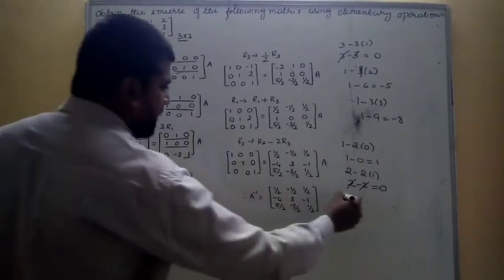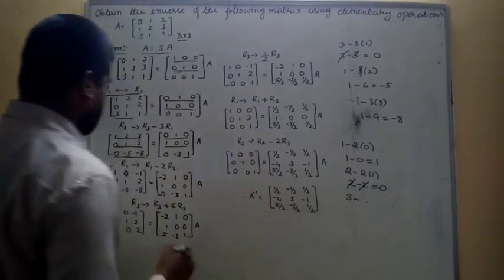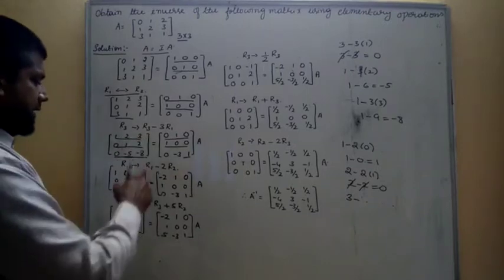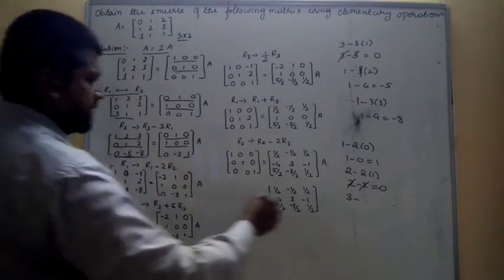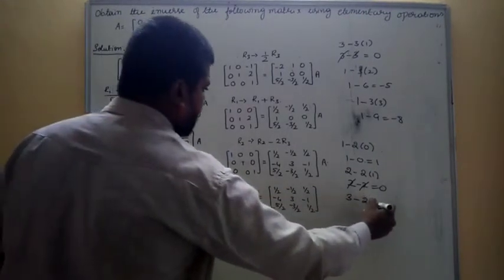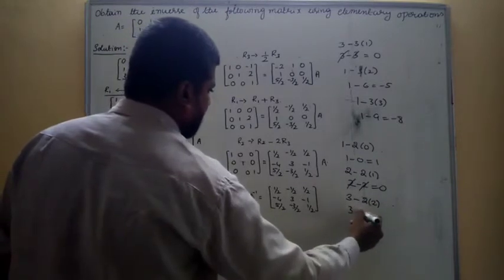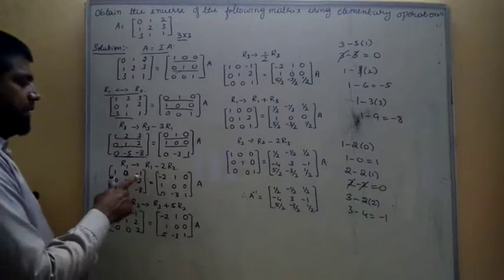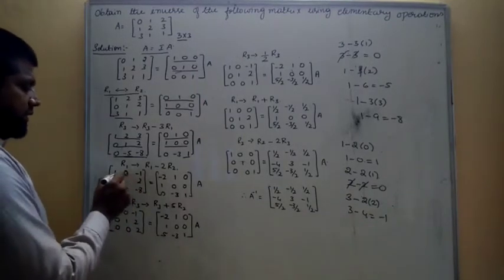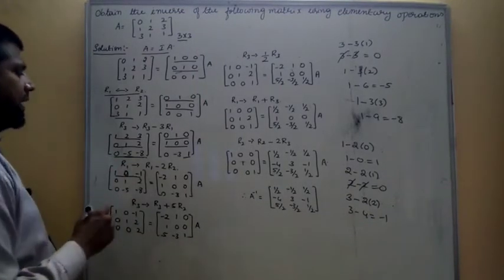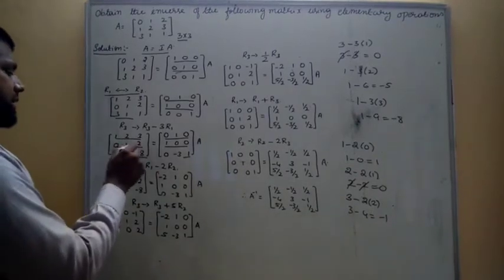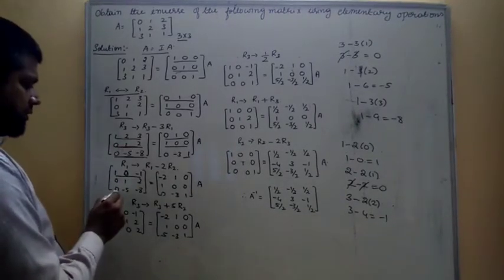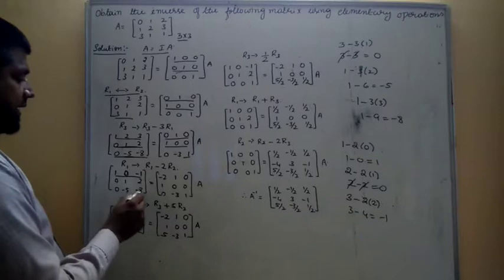Again row 1 element is 3 minus 2 into 2. Then 3 minus 4, then minus 1. So minus 1. So we have changed only row 1. Row 2 you have to write as it is, 0, 1, 2. Then row 3 is 0, minus 5, minus 8.